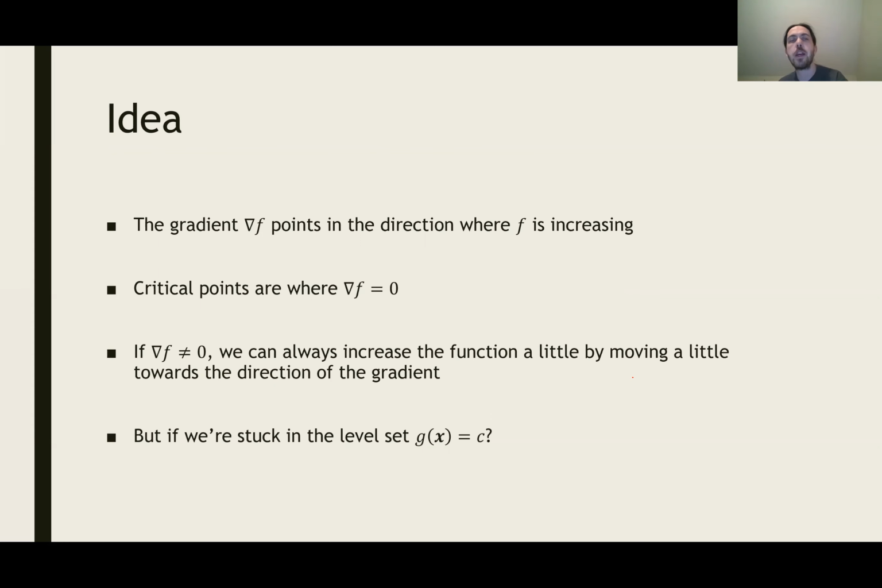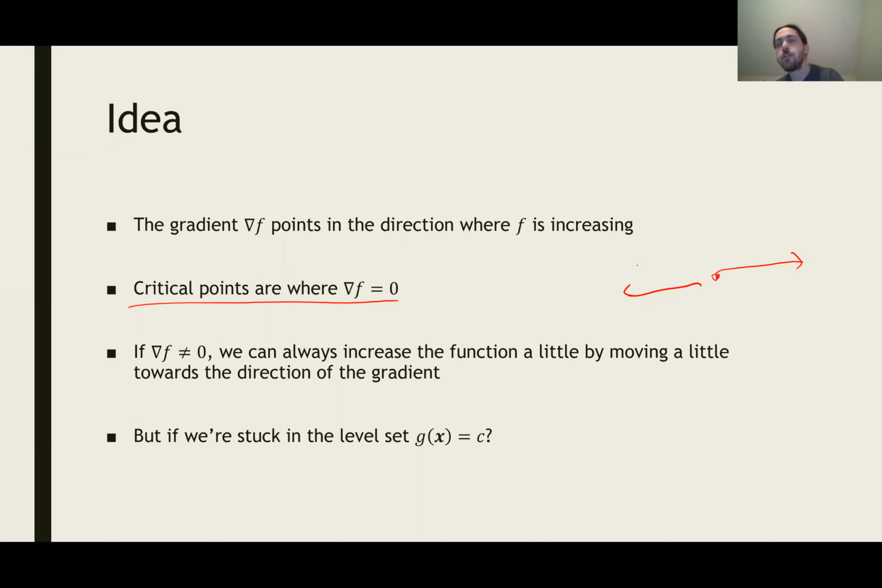When we were looking at critical points, those are the places where the gradient of our function is equal to 0. If the gradient of our function is not 0, then we can't be at a maximum or a minimum because we could move in the direction of the gradient and that would increase the function slightly, and we could move in the opposite direction and it would decrease it slightly.